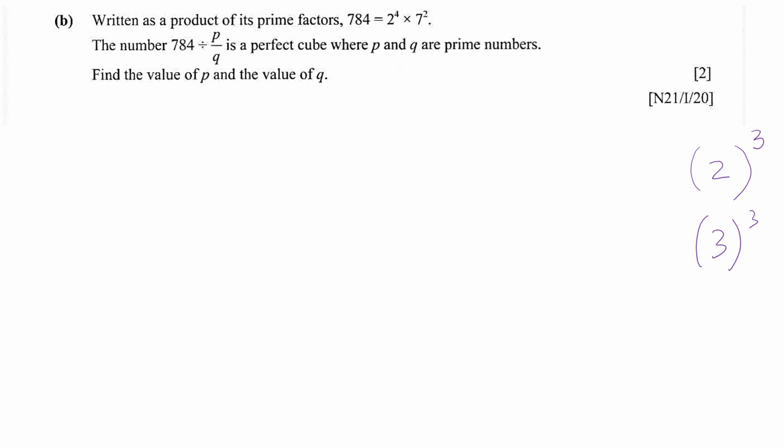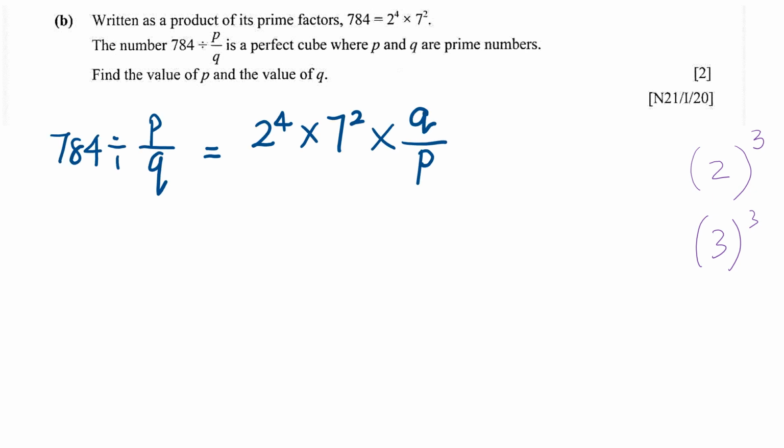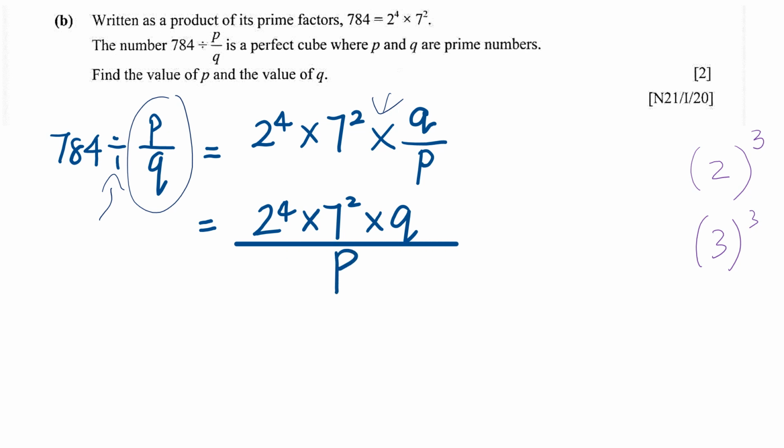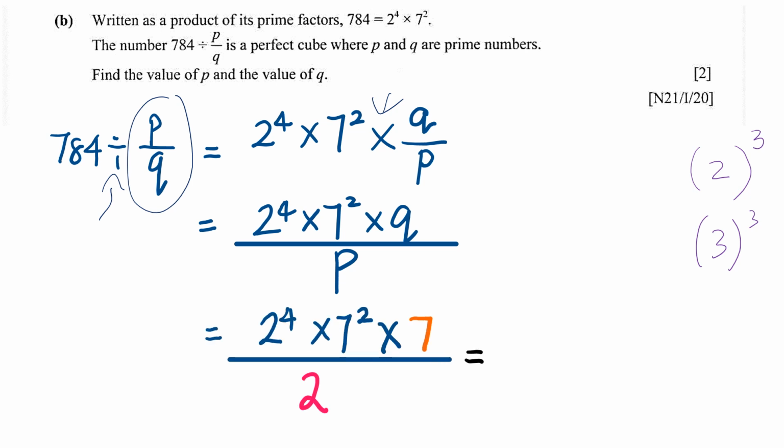Alright, so we're going to change the division sign to multiplication, and then you have to flip your fraction here, and then the next thing is that I'm going to write it as a fraction. Alright, so to get the perfect cube, let's see what happened. You see that I have 7 to the power of 2. So I need to multiply with another 7 here, so that this will give me 7 to the power of 3, which is a perfect cube, right?